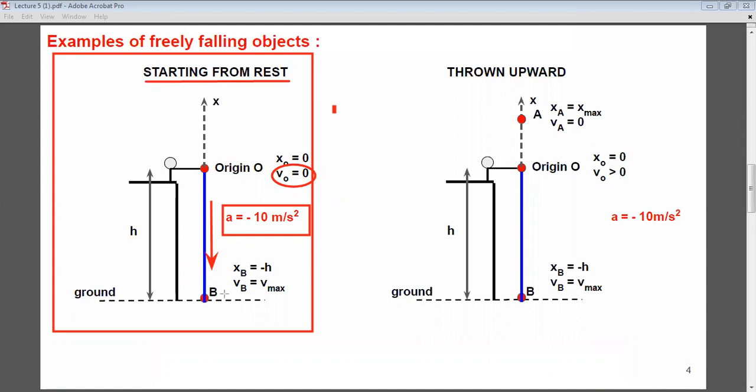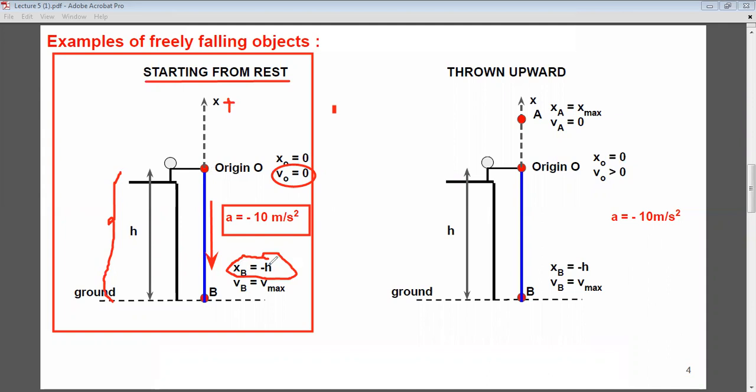I know two pieces of information. One, I know the position of B. If this is x equal to 0, what is x of B? From here to here, it's h. So what is x of B? It's minus h because it's in the negative direction. The x-axis is positive upward, so downward is negative. So x of B equals minus h.